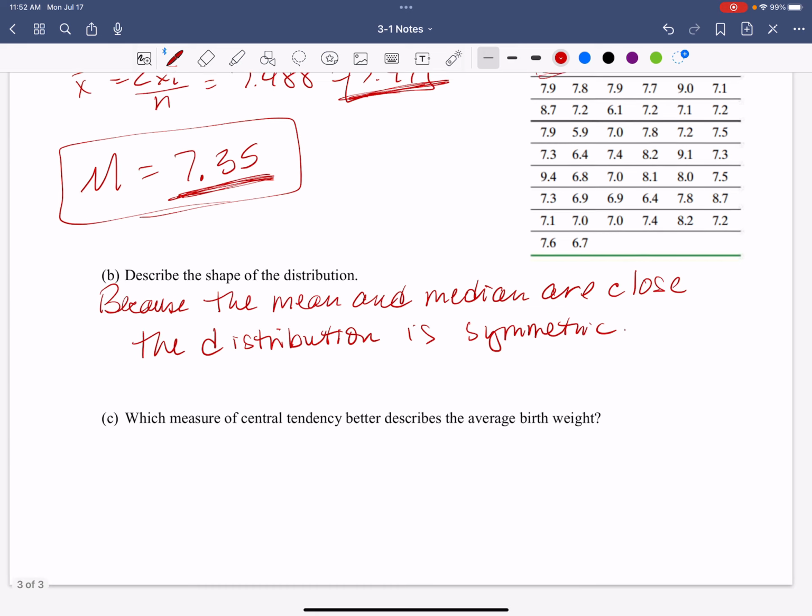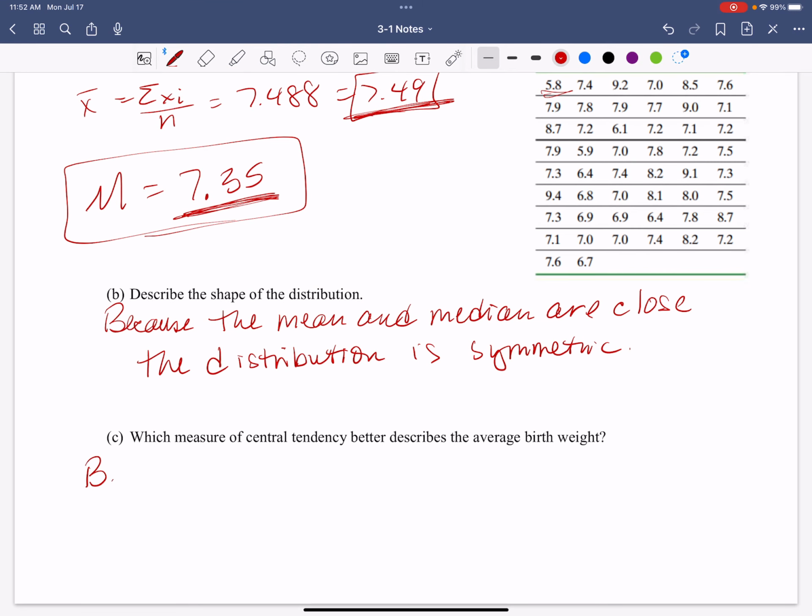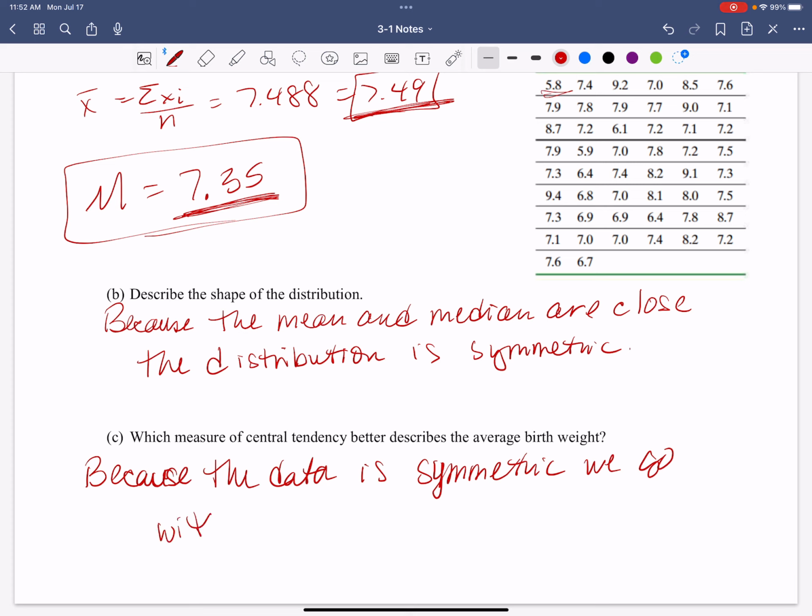All right, so just rule of thumb: because the data is symmetric, we go with the mean. And it's a sample, so I'm just putting X bar in there.